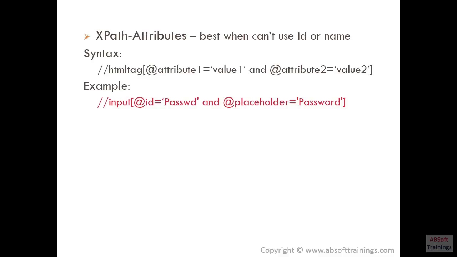It says we are looking for an input with id equal to passwd and placeholder equal to password. You can look at the syntax. That's the syntax. It's 2 forward slashes, then the HTML tag, then attribute 1 equal to value 1, and so on. You can give a number of attributes.